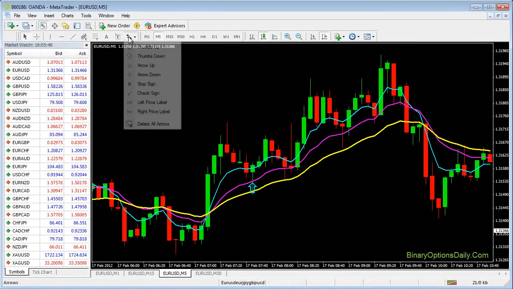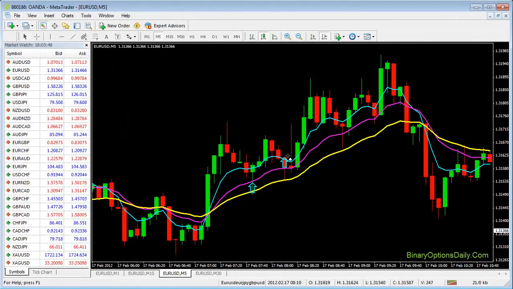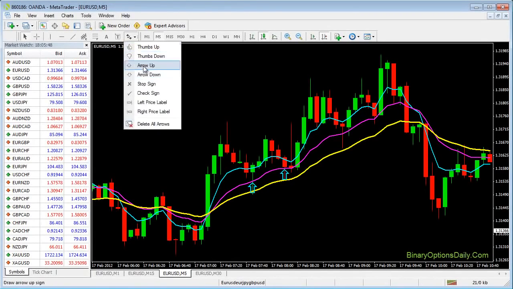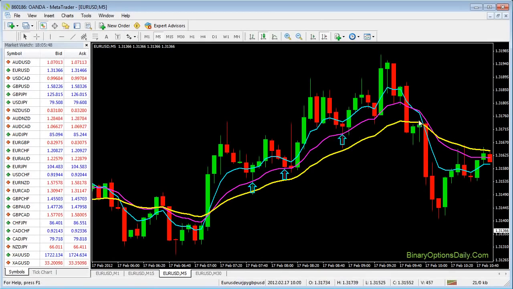So the next entry that we'd have is going to be around here if we were taking it at the 14-period moving average. And our next one, of course, is going to be about here. And then we got 1 more right there. And you could also take this one right here.